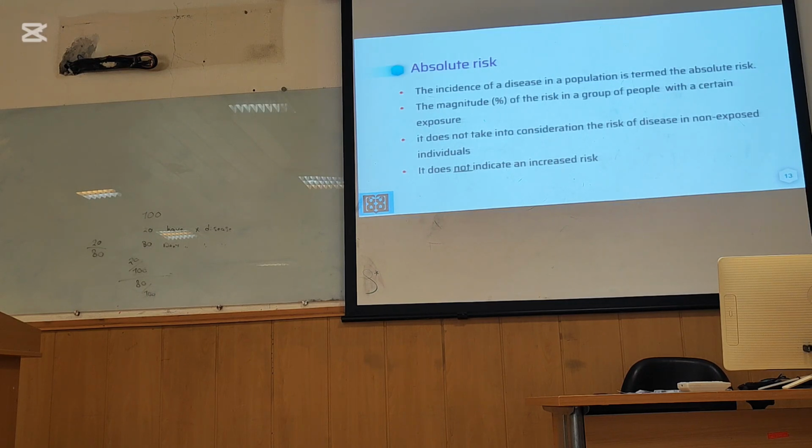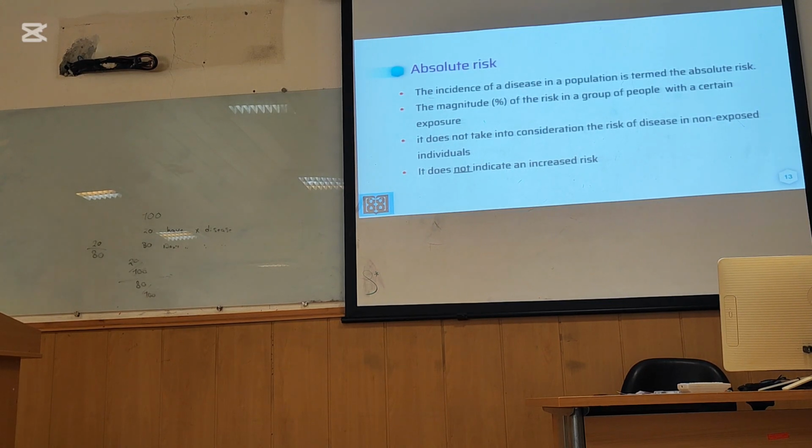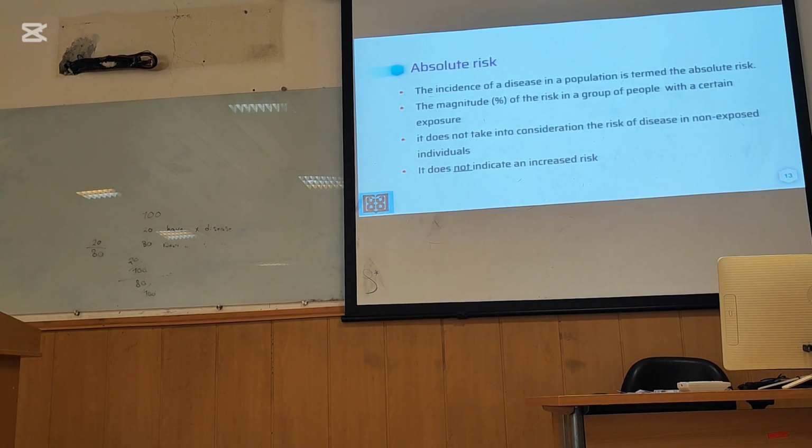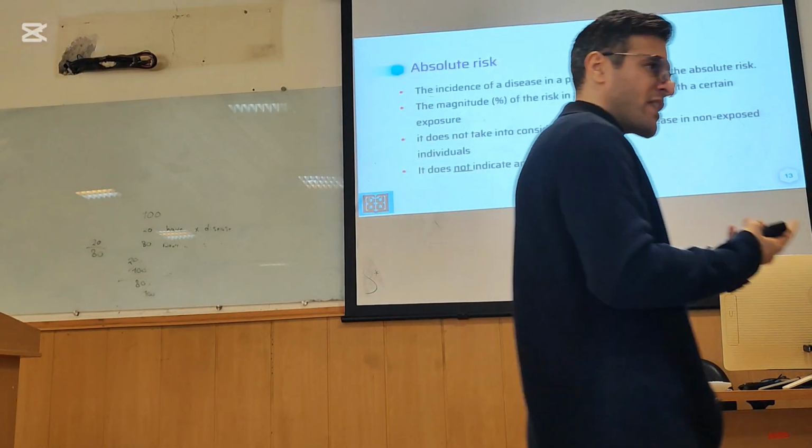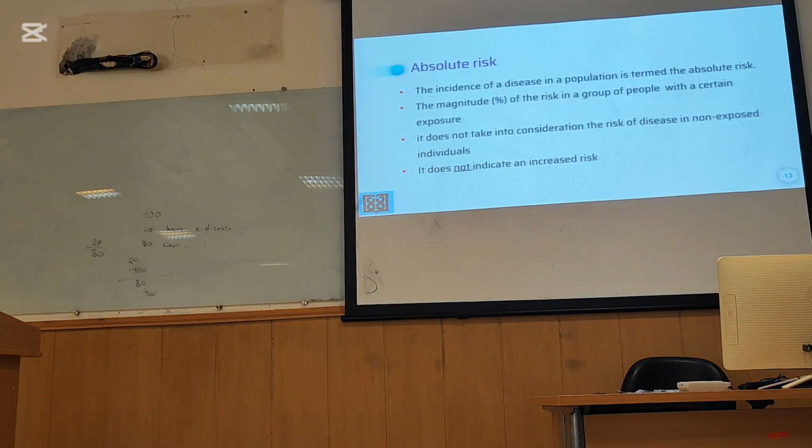Absolute risk means incidence. Incidence is a kind of absolute risk. Why? Because you don't compare two groups or two populations. When we want to estimate the incidence of a specific disease, we don't compare two groups or two populations. It means absolute risk. Yes? It means the magnitude of the risk in a group of people with a certain exposure.